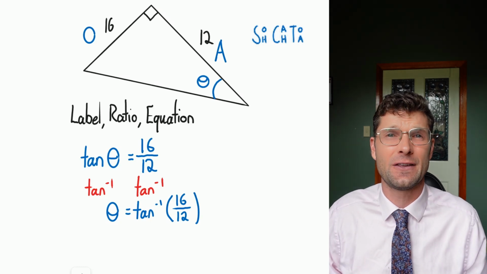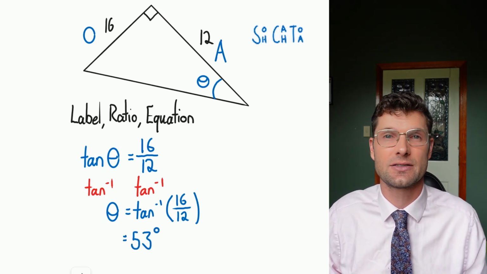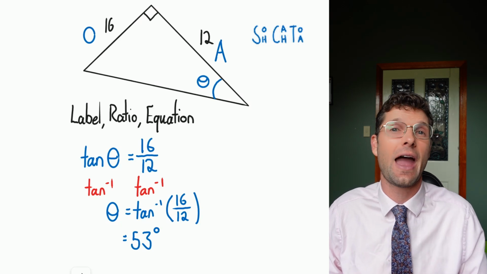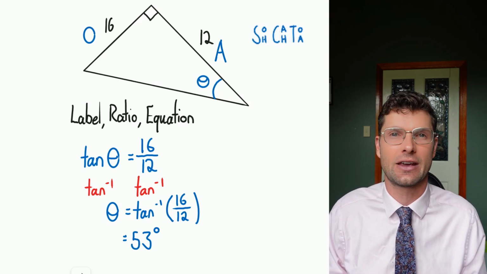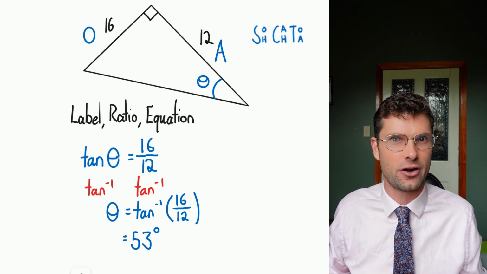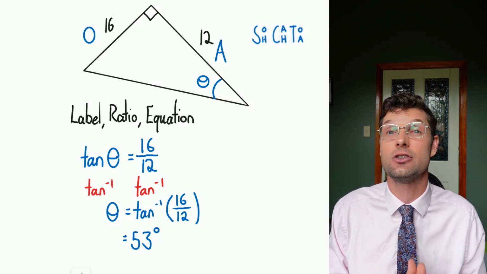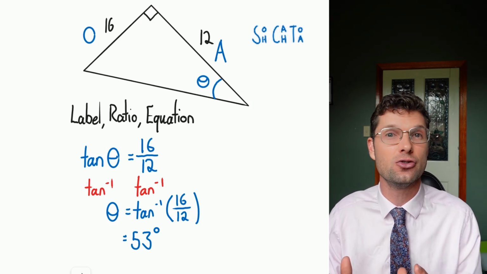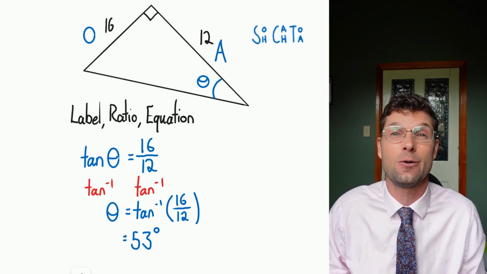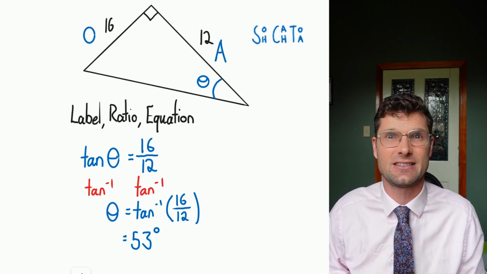This one's equal to 53 degrees and you'll get 2 or 3 marks for this question just from correct labeling, using the right ratio, and then showing us what you put into your calculator. If you do just throw the degrees down at the end, that's not enough work. You do have to show us that you found the ratio and then use this tan -1 function. That's really important because it's a silly way to lose a mark on a topic that's incredibly easy.